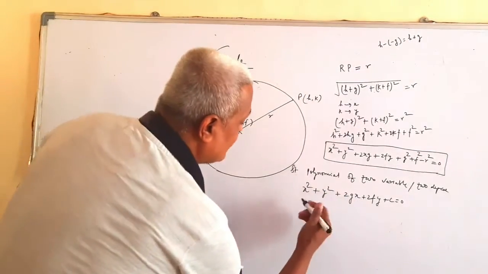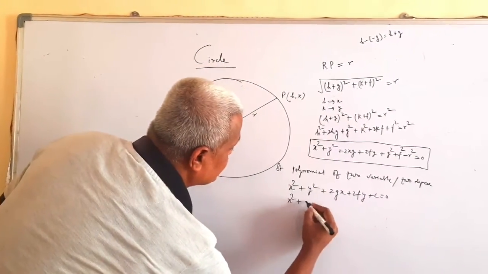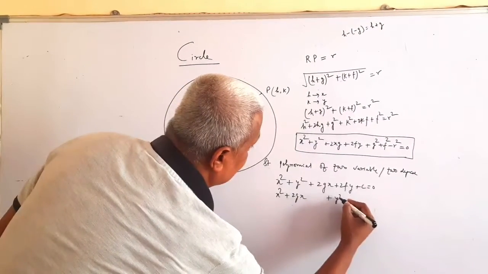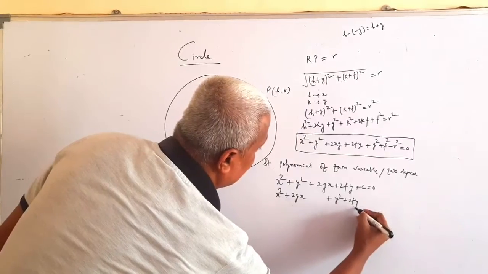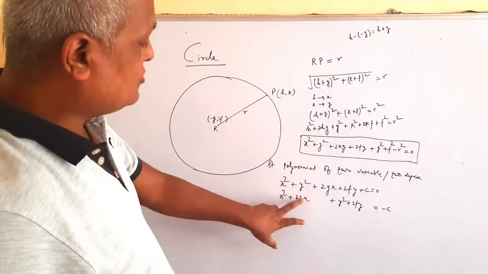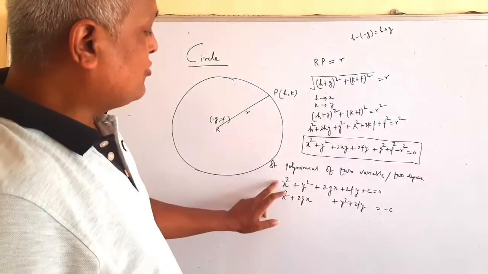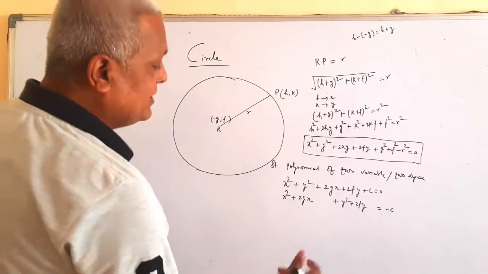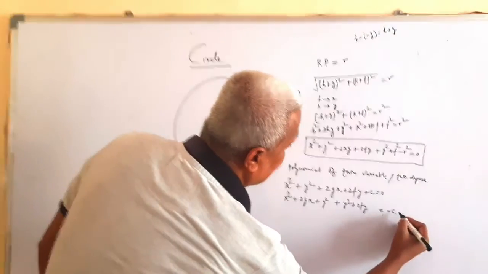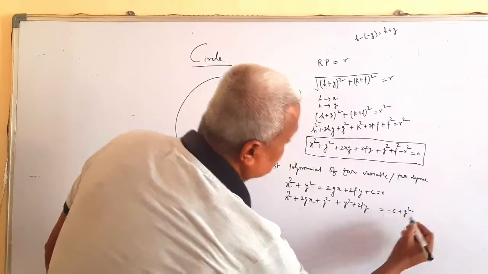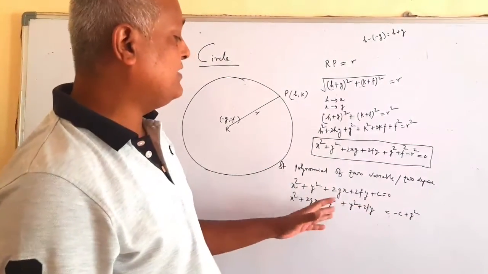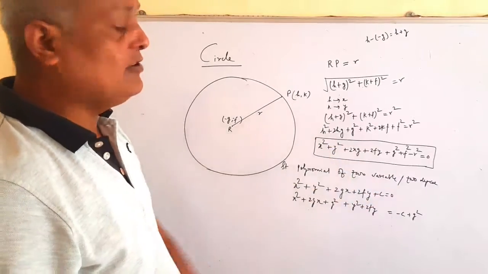So what I'll do is write this one as x square plus 2gx plus y square plus 2fy equals minus c. Now you see we have x square plus 2gx, just like a square plus 2ab, so I need b square to make it a perfect square. So I'll add g square here and I'll add g square here also, because adding g square on both sides of the equation will not make any change in the value of the equation.